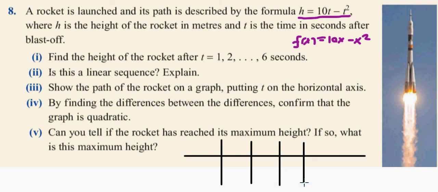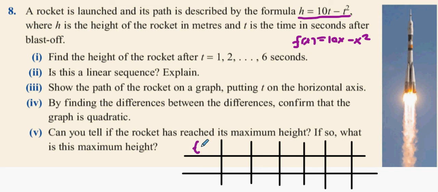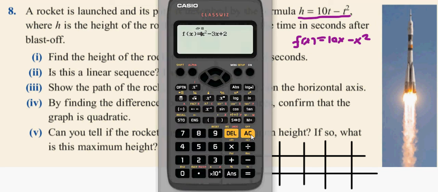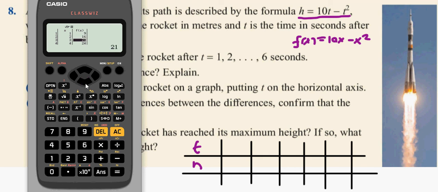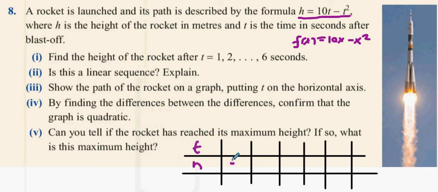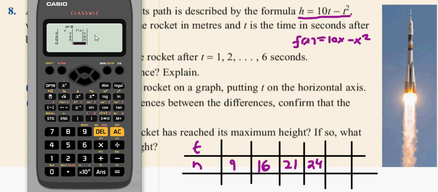1, 2, 3, 4, 5. And we're going to have time here, height here. And here's what we're going to do. We're going to have 10x, and we're going to have minus x squared. Start at 1, end at 5. And there's our points, isn't it? 9, 16, 21, 24, and then finally, there's just 25 after that. Oh, I needed 6. 24 as well.